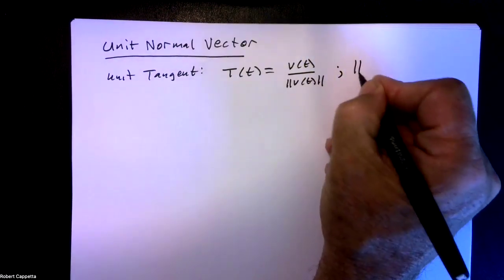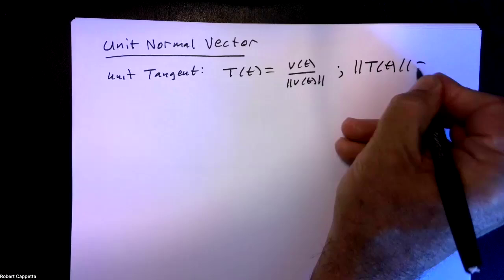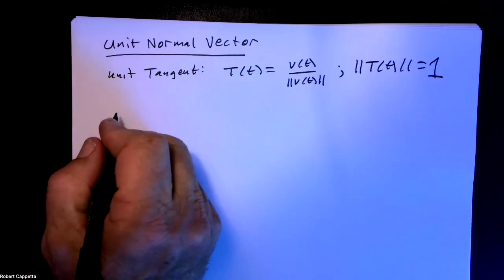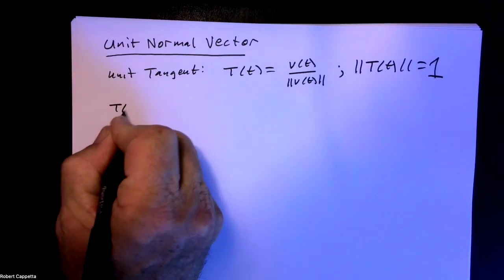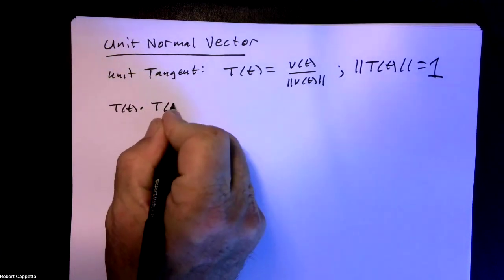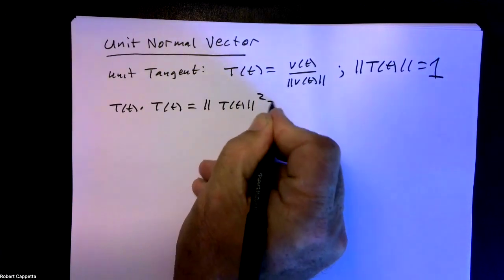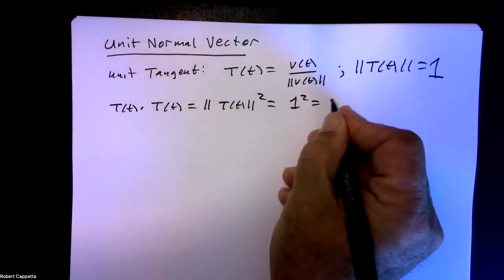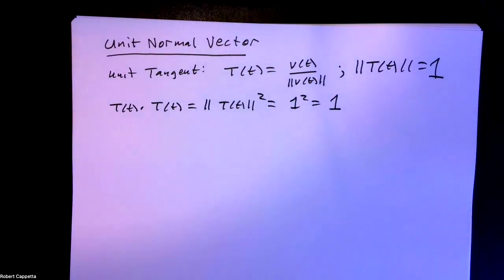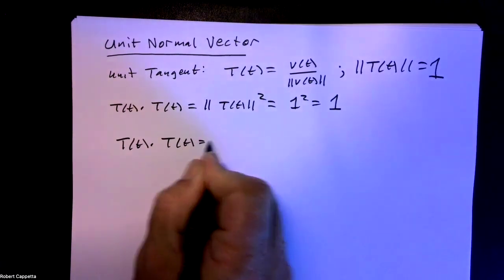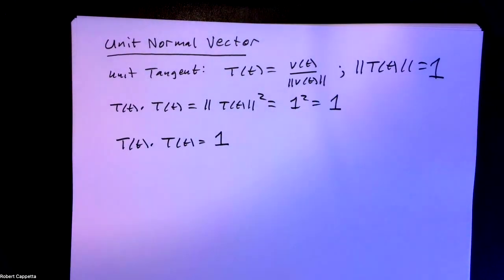So the key idea here is that the magnitude of T of t equals 1. That's going to be important for us in our analysis. We know, of course, that T of t dot T of t is the same thing as the magnitude of T of t squared, which would be 1 squared, which would be 1. So this is an important fact. So T of t dot T of t is 1. And we want to think about something that is going to be orthogonal to that.